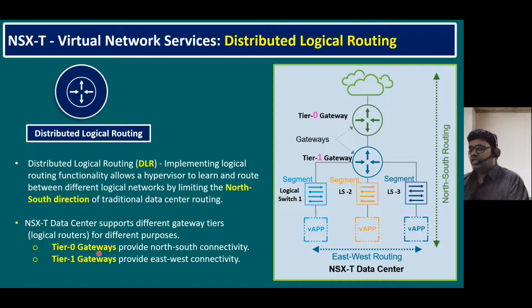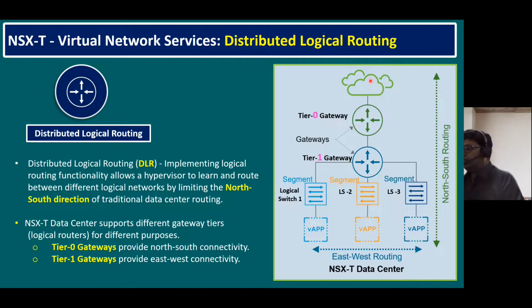By limiting the north-south direction of traditional data center routing, NSX-T data center supports different gateways, that means logical routers for different purposes. So there are two different types of logical router. One router is called a tier 0 gateway, another type is the tier 1 gateway. Tier 0 gateway provides north-south connectivity and tier 1 gateway provides east-west connectivity.